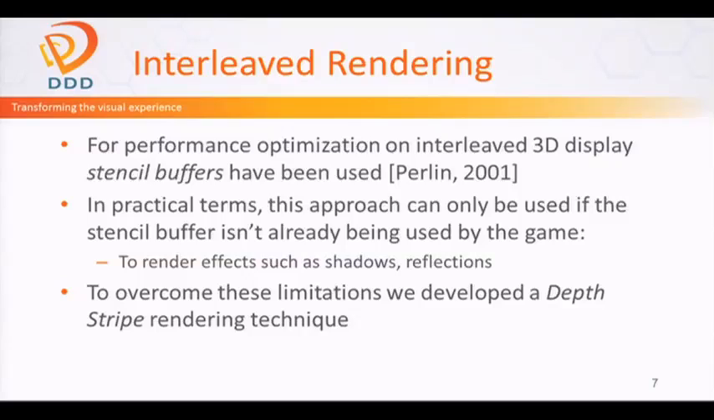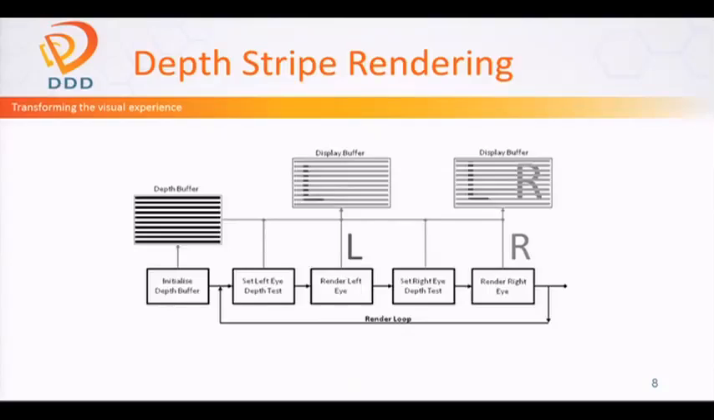So that's been around for a while, but when we came to apply this within the Android framework, we realized there were some issues relating to games that already use the stencil buffer for other effects, such as shadows and reflections, and so forth. So we developed a new technique that overcomes some of those limitations called depth stripe rendering. In outline, how this works is within the graphics pipeline, there's a stage that's a fragment shader or pixel shader, where you decide which pixels are actually going to be displayed on the screen.